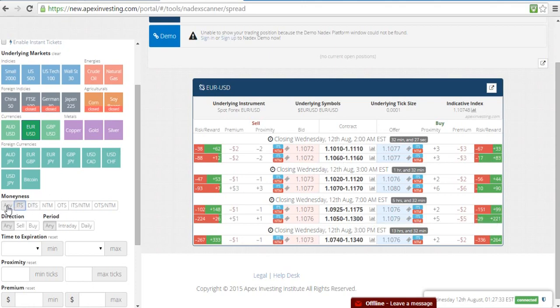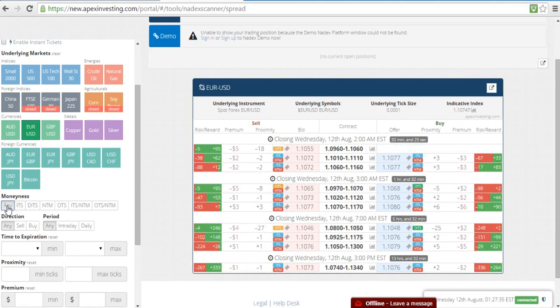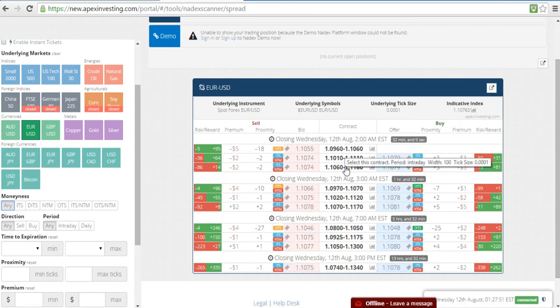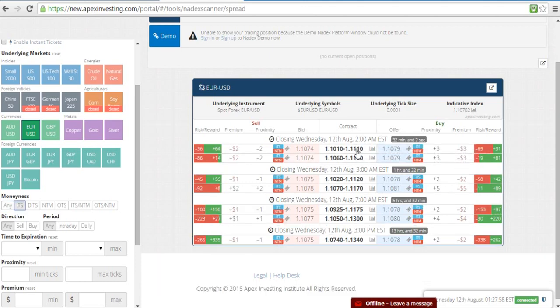If we go back to Any, notice it adds a few here. Look at this one, 960 to 1060. Well, 1075 is higher than 1060. So in this particular case, the indicative was not in the spread; it was not in between the floor and ceiling. It's higher. So if we do In The Spread, it takes those out and only shows us spreads where the indicative is currently in between the floor and ceiling of the spread.